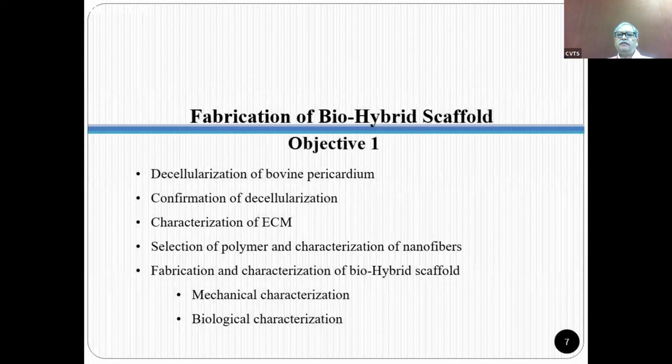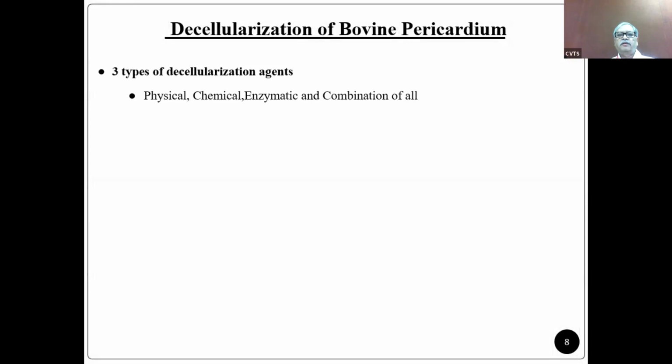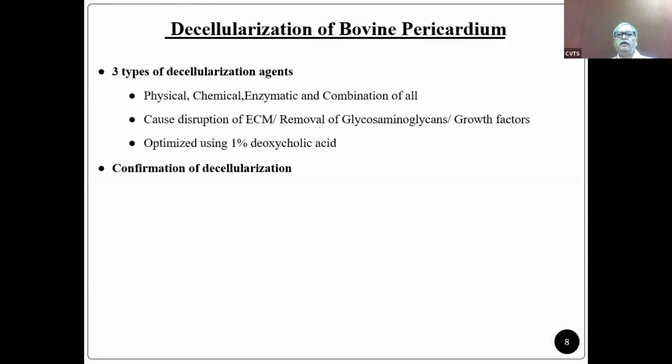So fabrication, this is objective one. These are the few things. The first thing is decellularization, which is very important. Then confirmation of decellularization, characterization of ECM, extracellular matrix, selection of polymer and characterization of nanofiber, and fabrication and characterization of the bihybrid scaffold, mechanical properties, and biological characterization. For decellularization, there are three ways we can do it: physical, chemical, enzymatic, or a combination of all.